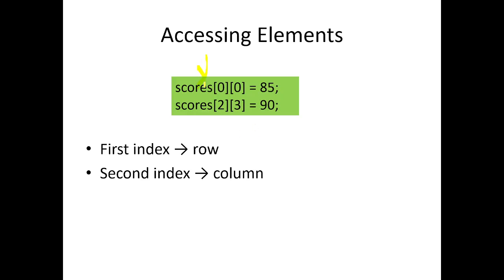The elements will be listed based on, let's say, scores[0][0]. So 0 means this is your row, the first element, and your column, the first element. So we note the index as 0, 0. You can get the values, for example here as 85. So that is accessing the elements of a two-dimensional array. Take note that the first index refers to the row, and the second index refers to the column. You cannot switch between these two.